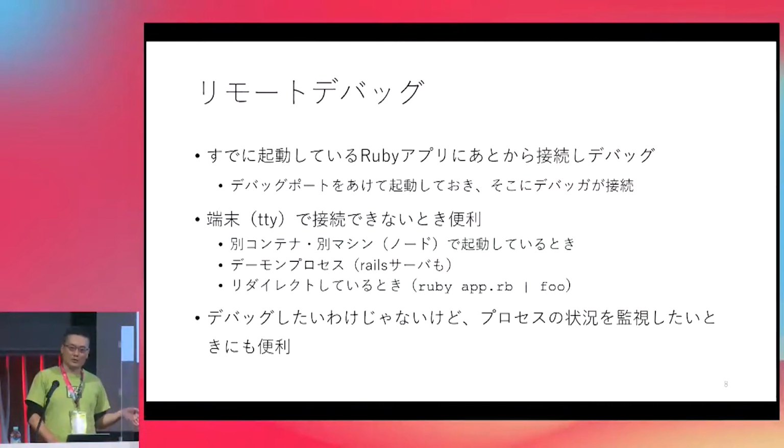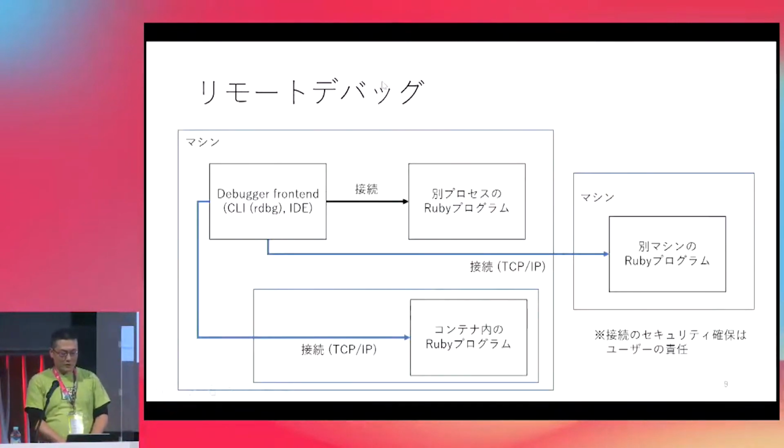And not exactly debugging, but sometimes you would like to monitor the process status, and then you can use this tool or remote debug as well. Here, within the same machine, there is another Ruby program and a debugger front end that can be connected to that, and then it can connect to a different machine, or a container, or a Docker container. You can make a connection like this once you leave the port open. So this is supported by debug.gem.